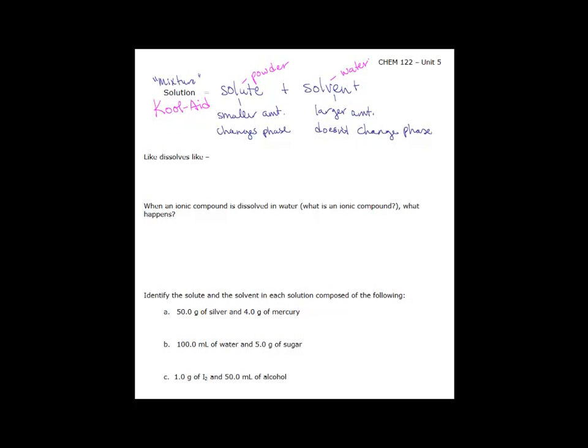So for this Kool-Aid example, your powder goes from solid to liquid. That's what I mean when I say changes phase. It goes from solid, that powder, to a liquid. Now, like dissolves like. We've heard this before, but I just want to reiterate this. Polar dissolves, polar or nonpolar? Polar. And then nonpolar dissolves nonpolar.